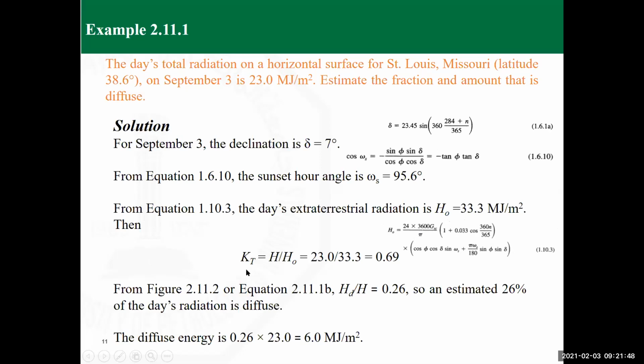Now, the value of KT is basically H over H naught. H and H naught have been calculated, so the ratio is 0.69. And the value of H is 23, so the diffuse fraction of this is 0.26 multiplied by H, which is 23, and then you can get how much of the falling energy is diffuse energy.